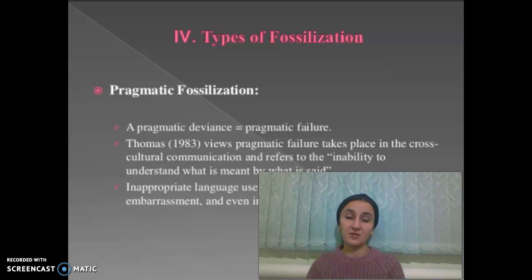Pragmatic fossilization is also called pragmatic failure. The word fossilization itself means a kind of failure, so in this case pragmatic will also be a failure. Tom views pragmatic failure as taking place in cross-cultural communication, and it refers to the inability to understand what is meant by what is said. It means that pragmatic fossilization is not always understood by all people, because sometimes people cannot understand what was said or what was written.